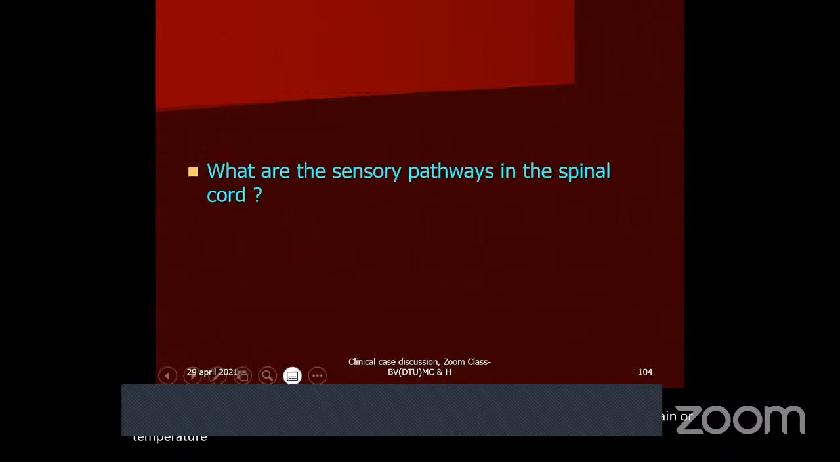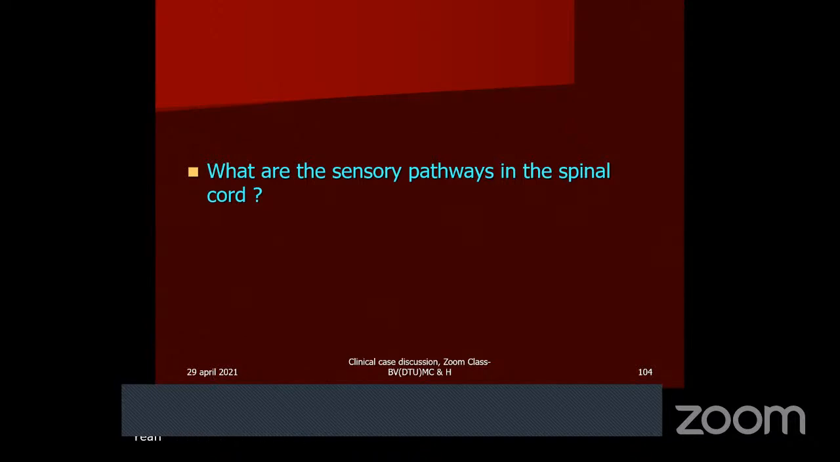What are the sensory pathways in the spinal cord? What are sensory pathways? You can tell. We have read, no? How many sensations from the periphery are conducted to the brain through the spinal cord? What are the sensory pathways? What superficial senses are taken by? Proprioception is conveyed by?